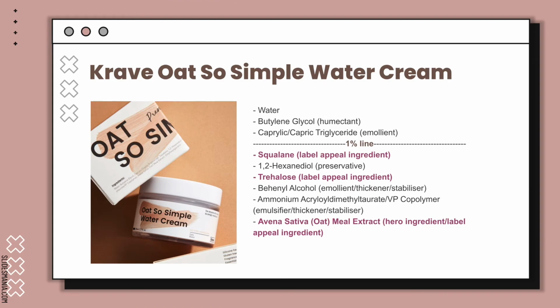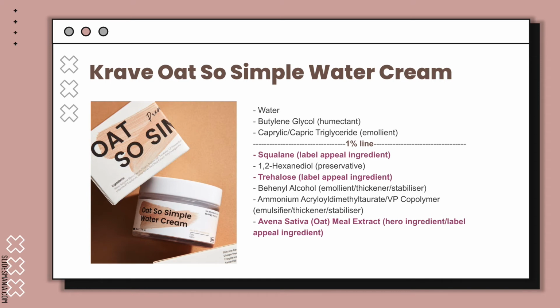When duplicating a formula, first establish the 1% line, which in this case would be squalane, as it is an expensive ingredient and would most likely be 1% or less at most. Identifying label appeal ingredients and preservatives can be helpful in establishing this line.